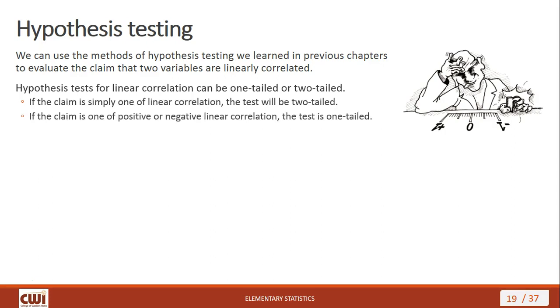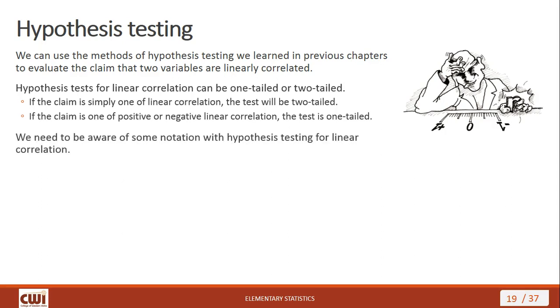However, if the claim is one of positive or negative linear correlation, so we're making the claim of linear correlation but on a specific side of 0, we're saying the correlation is positive or the correlation is negative. Well, then we're not looking at both sides of that range of r. We're only looking at one side, and therefore we have a one-tailed hypothesis test. Negative linear correlation will be a left-tailed test. Positive linear correlation will be a right-tailed test.